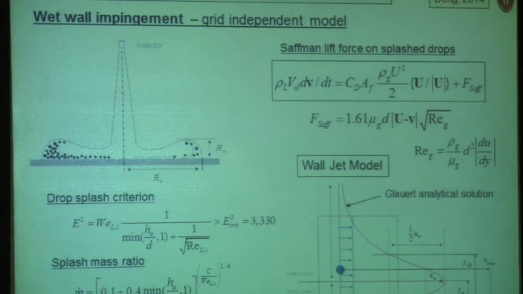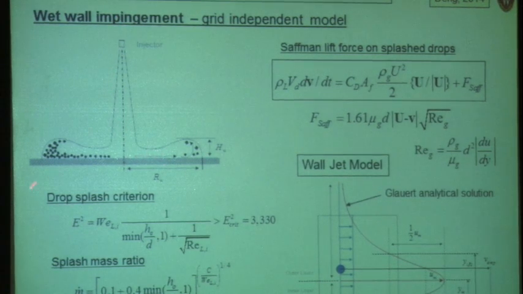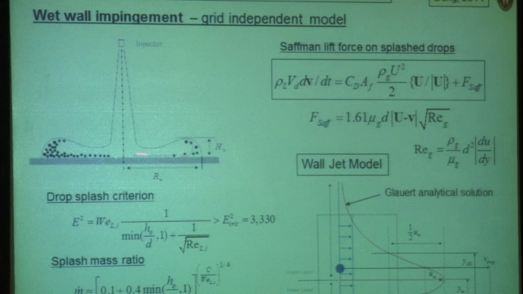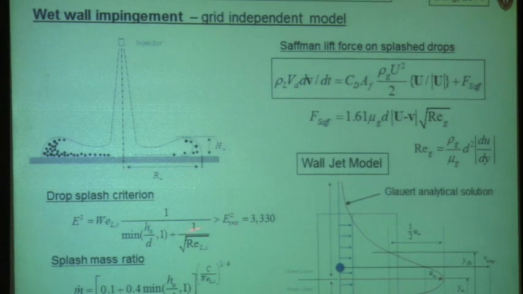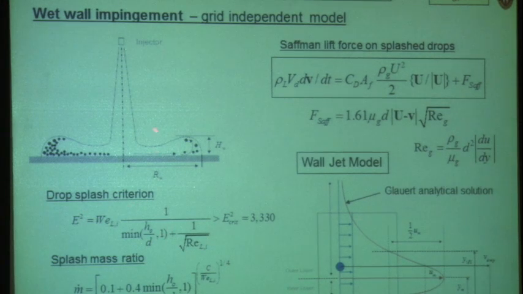So the idea is this. Droplets impinge on the surface, and there are well-known criteria that tell you whether that droplet is going to splash if it encounters a film of existing liquid on the surface, depending on the film height and the diameter of the droplets, and also the Reynolds number of the fluid, in other words, the viscosity of the liquid. So we use this to determine if a droplet is going to splash upon impinging on the surface.